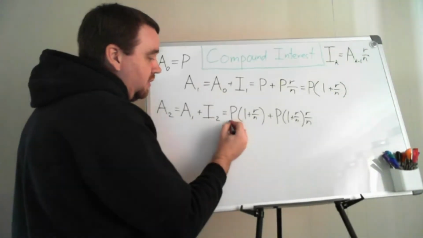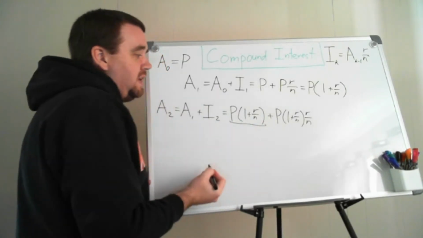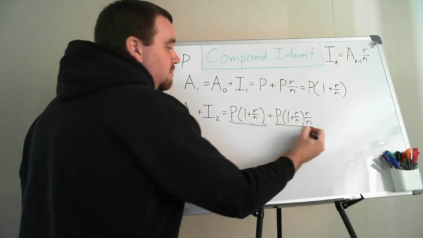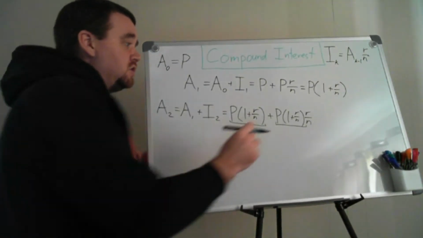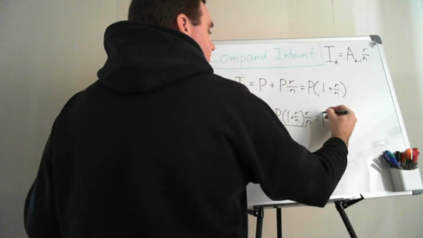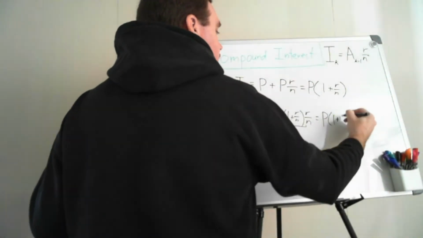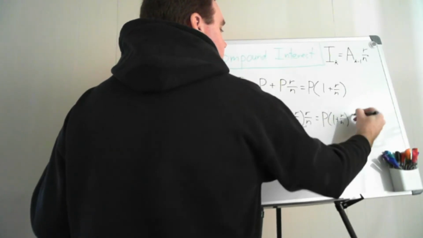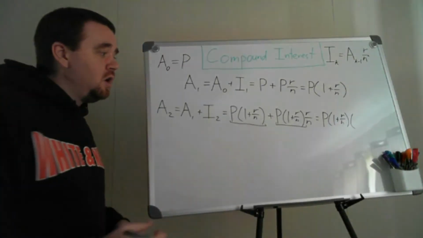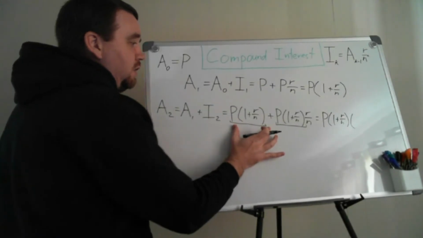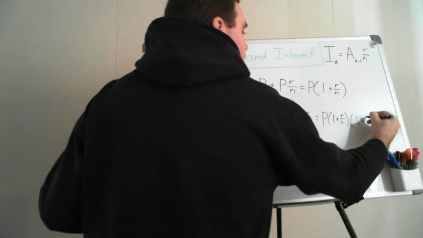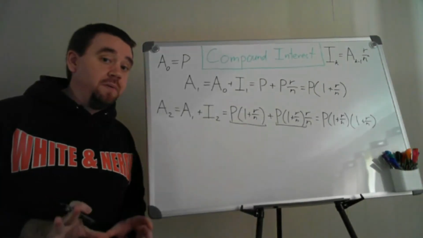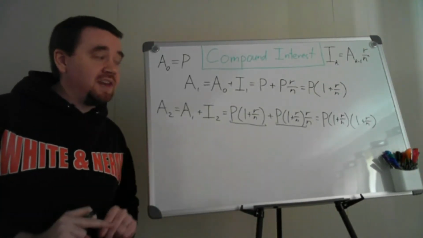Both of these terms have this value right here, P times 1 plus r over n. So just like before, I can factor that out. So I factor that out, and I get that out front, P times 1 plus r over n, times, in parentheses, the leftovers. What are the leftovers? Well, I took everything out of here, so I'm left with 1 here, and I took everything but r over n out of here, plus r over n. Well, that certainly looks better, but I hope you can see we could make that even better.